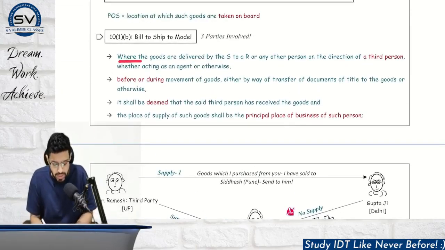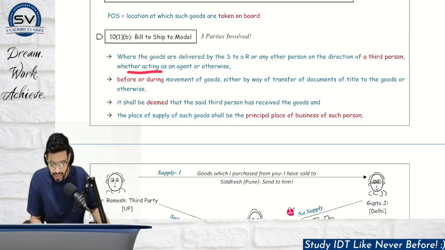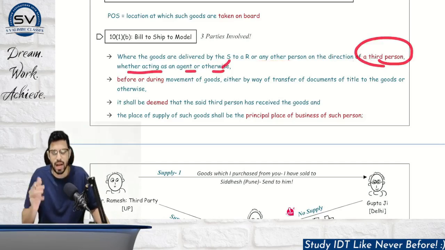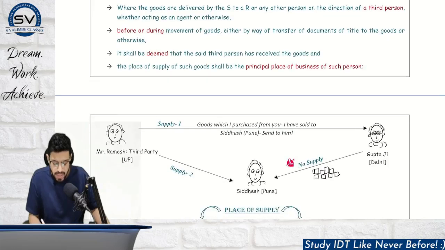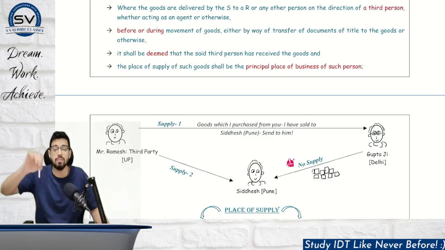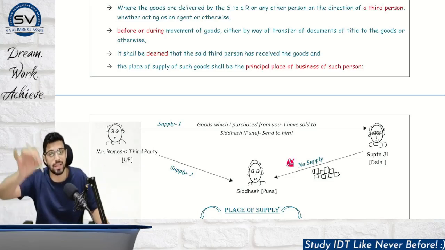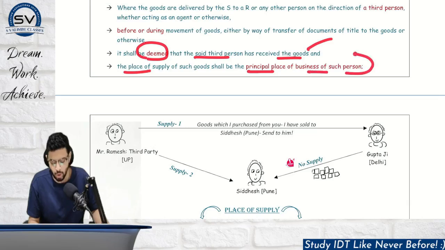Where the goods are delivered by the supplier to a recipient, S means supplier, R means recipient, or any other person on the direction of a third person, whether acting as an agent or otherwise. So there is some third person, and basically there are three parties involved. This delivery is happening before or during the movement of goods, either by way of transfer of documents of title or otherwise. So the goods delivery was happening, but there is some transfer of documents on the directions of a third person. Then it shall be deemed that the said third person has received the goods and the place of supply shall be the place of business of such person.